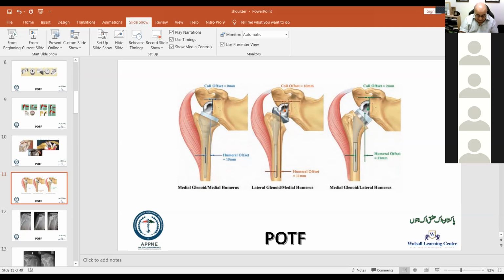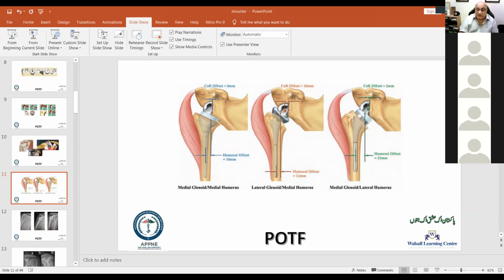And sir, when do we go for the reverse shoulder arthroplasty? Reverse arthroplasty, like I said, has to be arthritic, has to have a massive irreparable cuff tear, and has to have an age above 65.